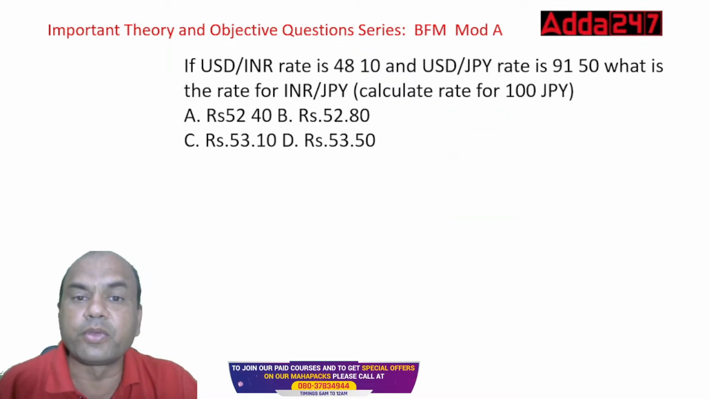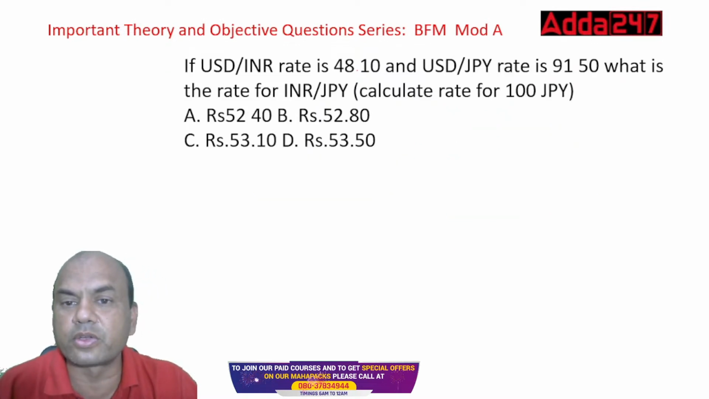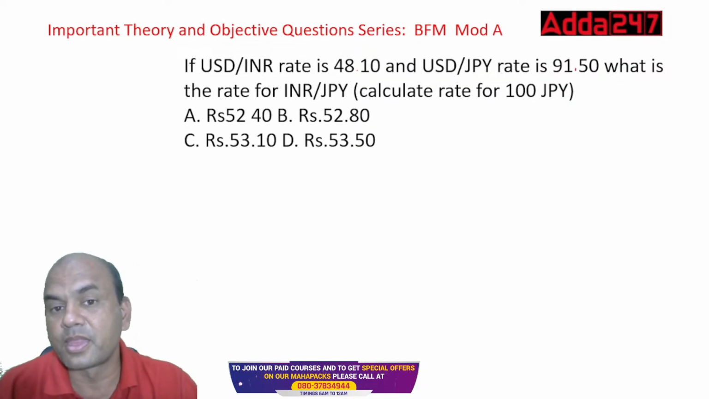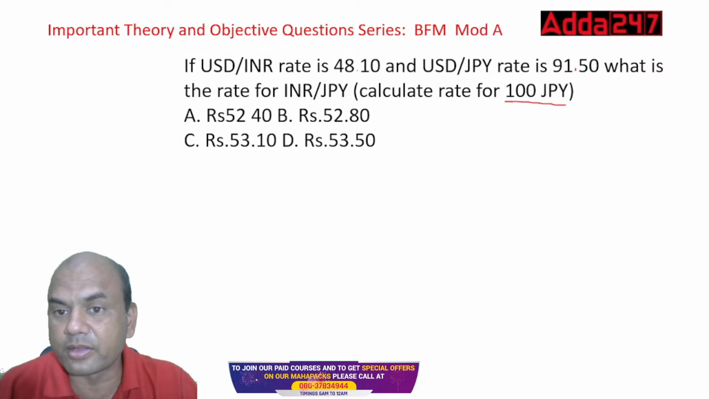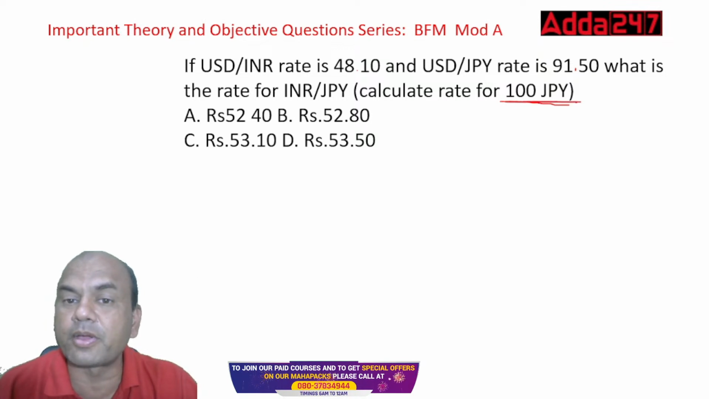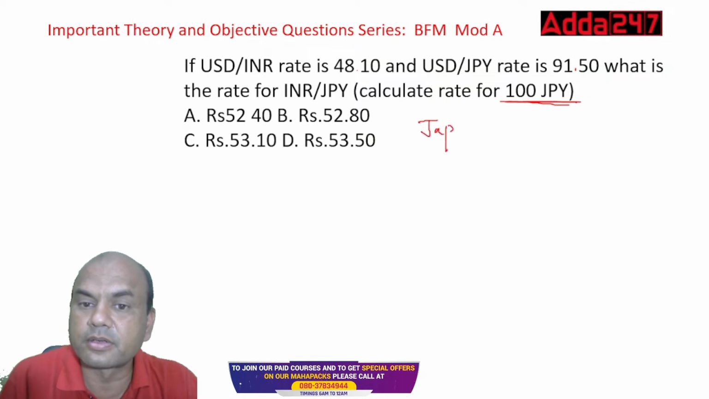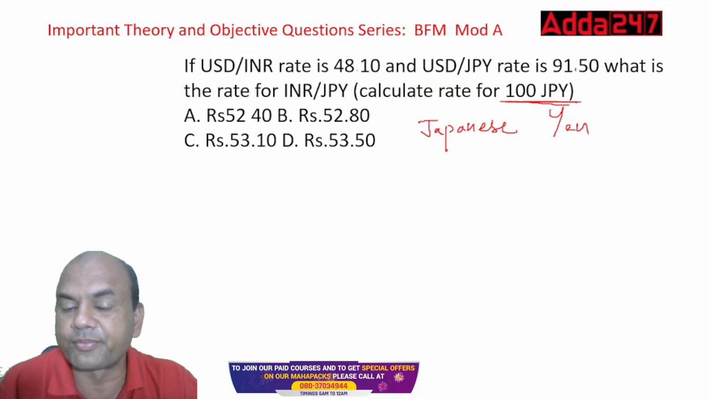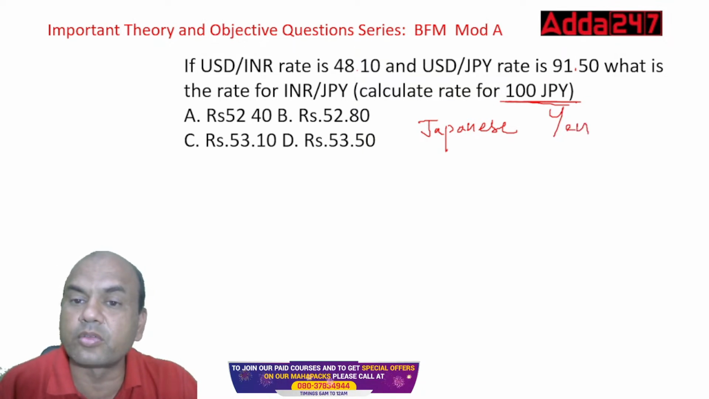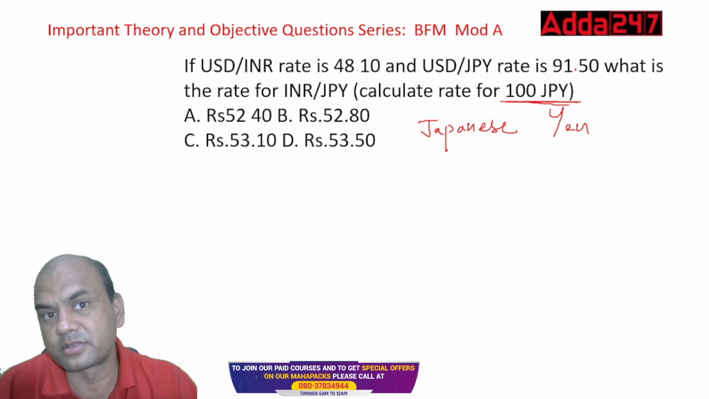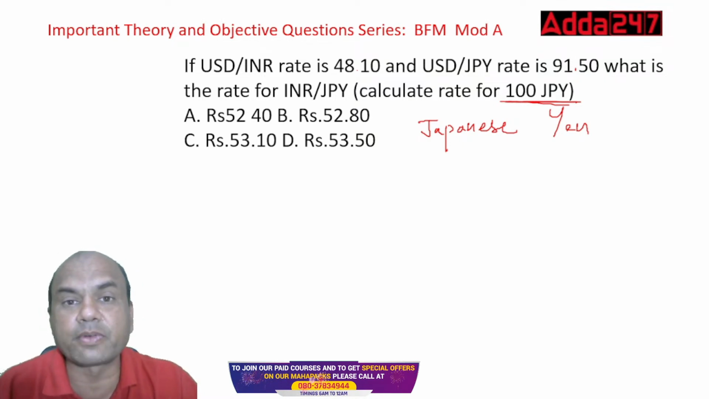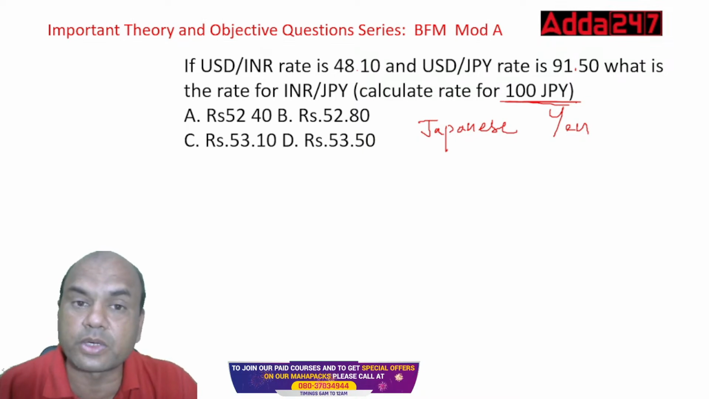Chalo. If USD INR rate is 48.10 and USD JPY rate is 91.50, what is the rate of INR to JPY? This is not simple. Calculate the rate for 100 JPY. Remember, JPY means Japanese yen. Japanese yen is always calculated in terms of hundreds. We always calculate 100 JPY, 200 JPY, 300 JPY. Rates are quoted in that way.